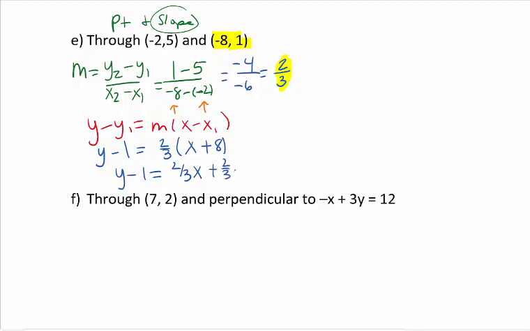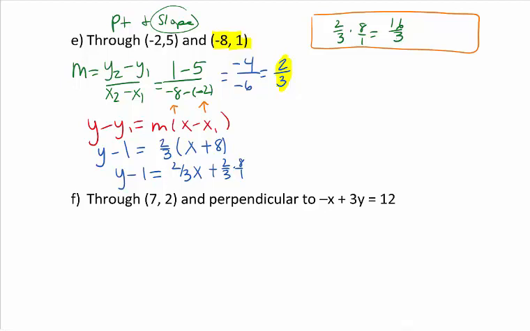I'm going to take this piece up over on the next line. So I'm going to put a box up here so you can see what I'm doing again. I have 2/3 times 8 over 1. That gives me 16/3. Nothing simplifies there. So I'm going to bring this over here. So I have y minus 1 equals 2/3 x plus 16/3.